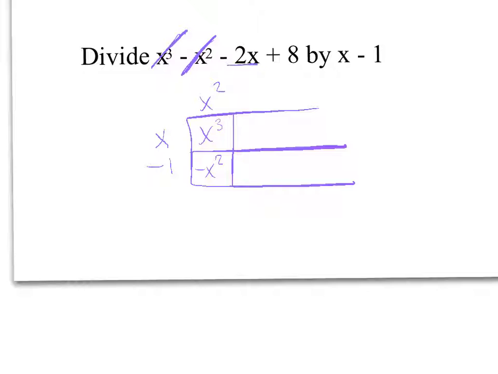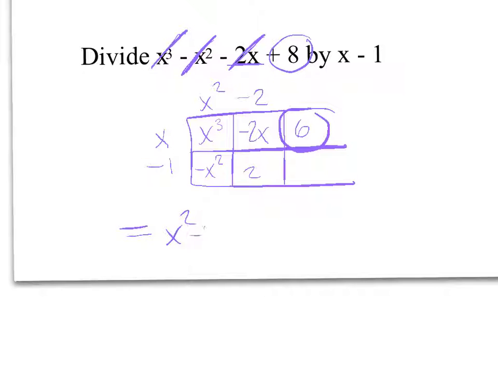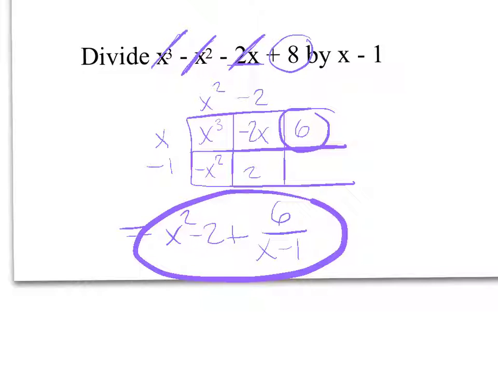So now what I need is a negative 2x. So that's what I'll put right here is negative 2x. And to get that, that'd be negative 2. And negative 2 times negative 1 is a positive 2. But I need an 8, so this would need to be 6. But once again, exponents going down isn't going to work, so this is my remainder. So it equals x squared minus 2 plus 6 over what I divided by, x minus 1. That would be my answer.